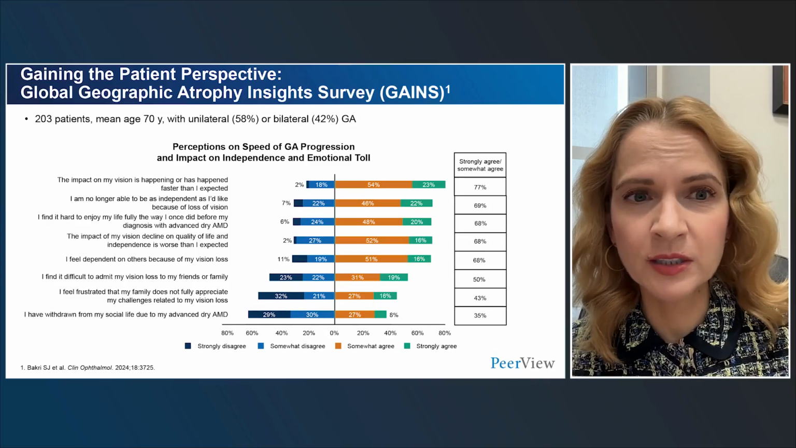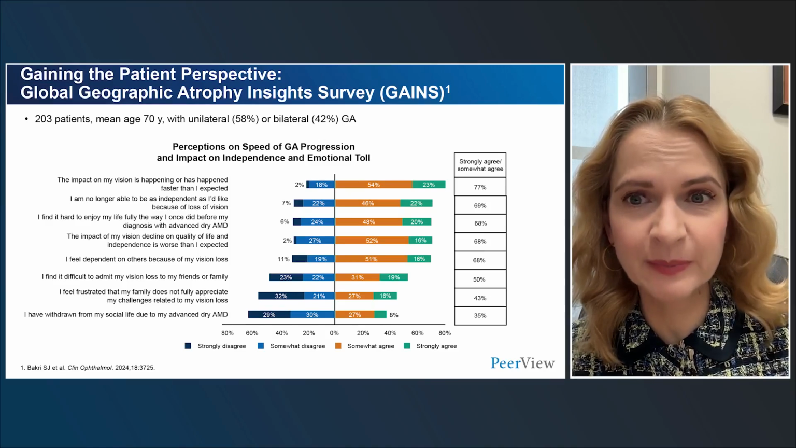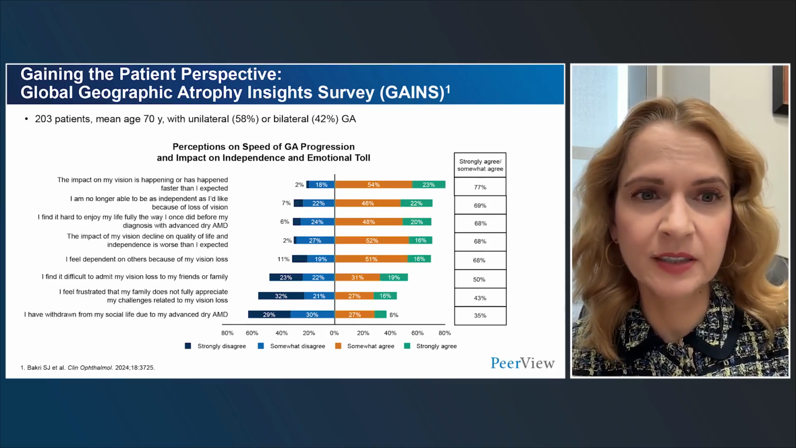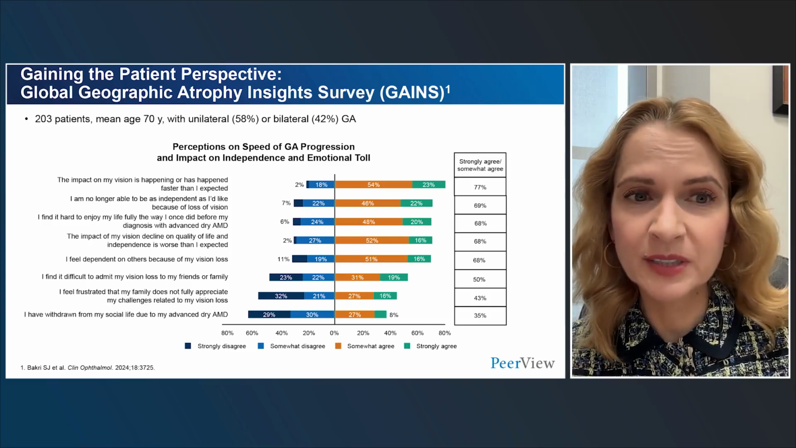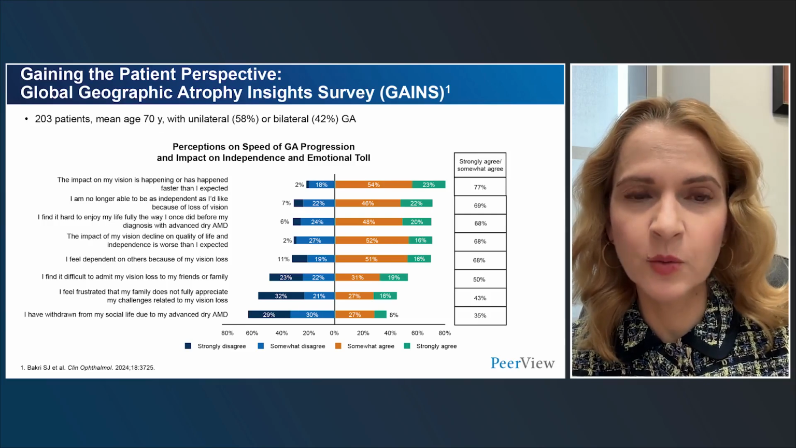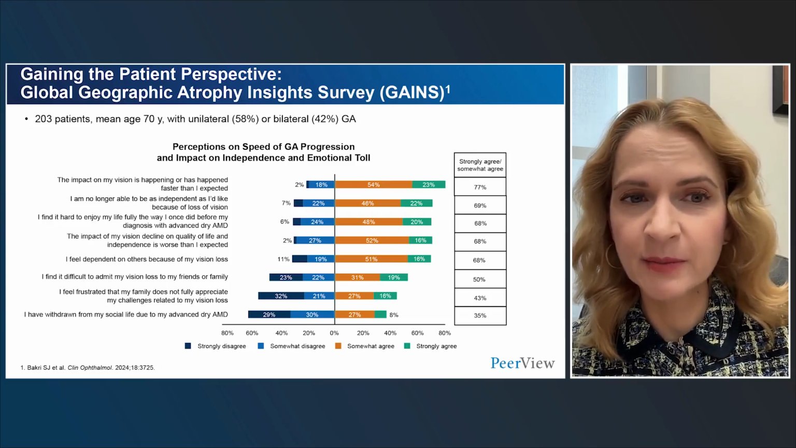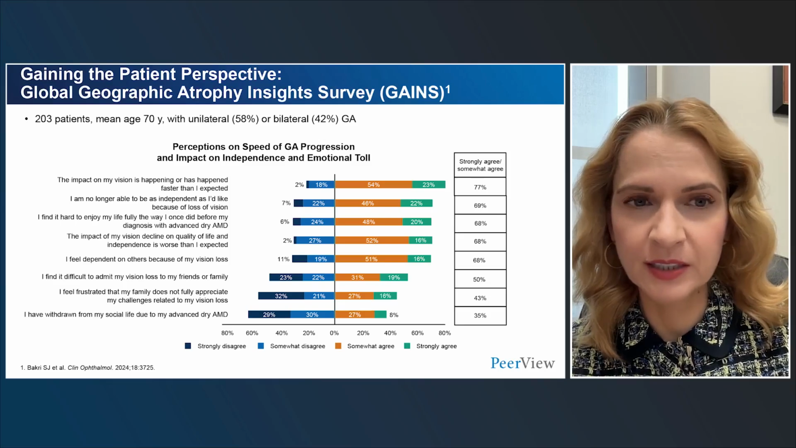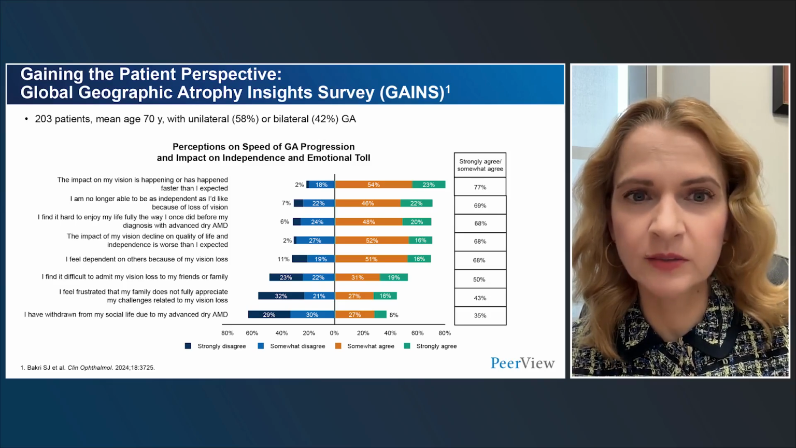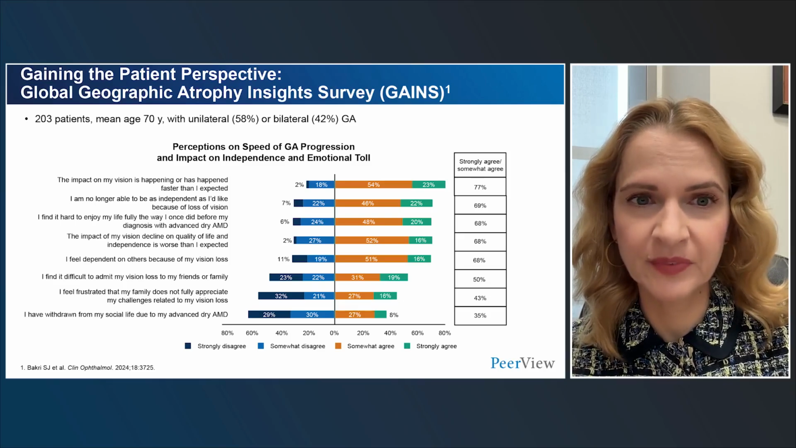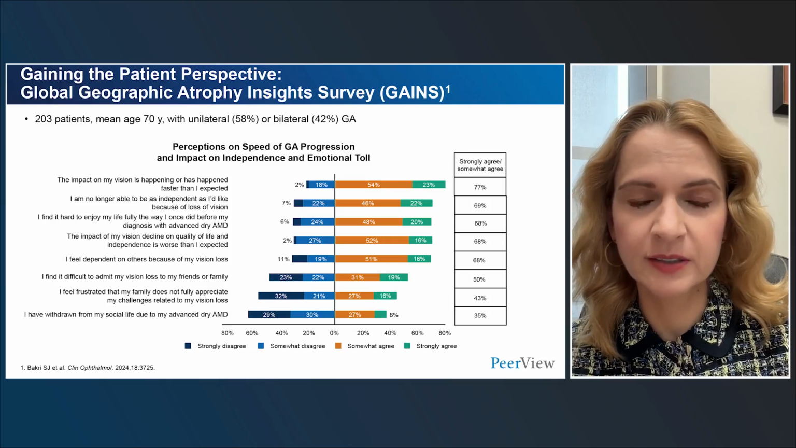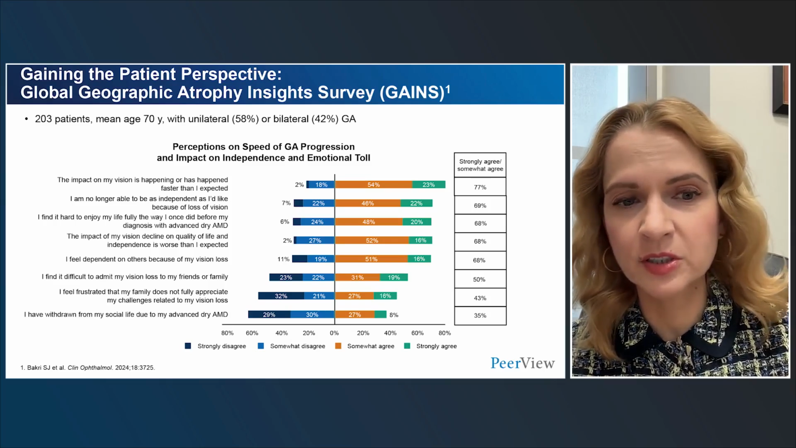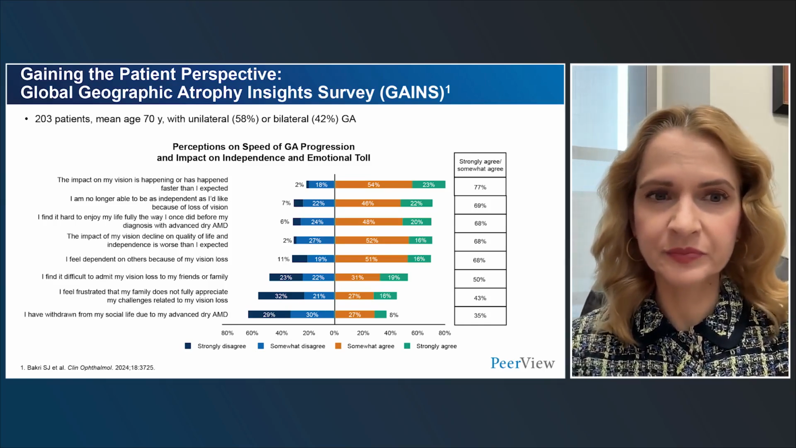So the patients strongly agree that the impact of vision loss is happening or has happened faster than they expected. 69% said they're no longer able to be as independent as they'd like due to loss of vision. 68% found it hard to enjoy life fully the way they once did. And the same amount of patients felt that the impact of the vision decline on quality of life and independence was worse than expected. Many, also 68%, felt dependent on others due to the vision loss. And this has important considerations for the patients presenting for clinical care.